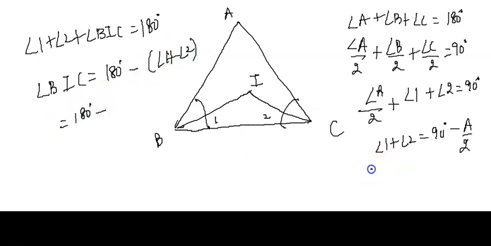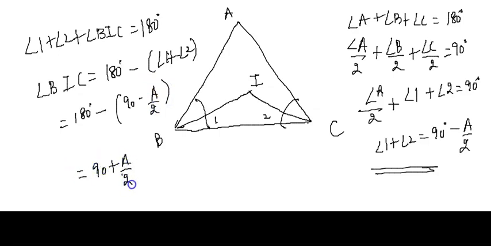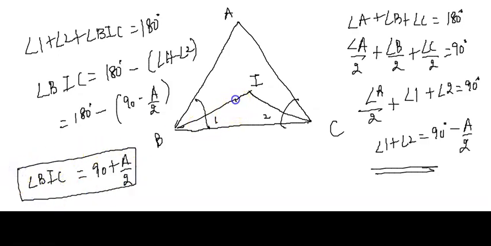And the value of 1 plus 2 is known to us. We have calculated it as 90 minus A by 2. So you can substitute this value, and you will get 90 plus A by 2. That is what we discussed earlier also: angle BIC will be equal to 90 plus A by 2. Same way you can calculate AIC and BIA also. So this is about the incenter.